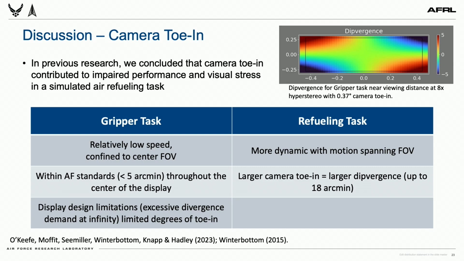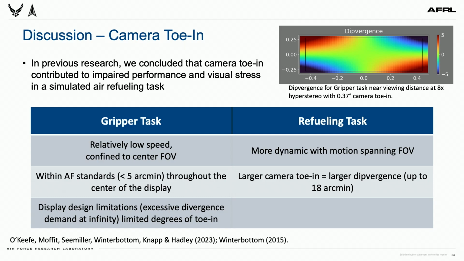And you can see, here I have the image space on the top right of the task we used in this study. The divergence here is only bad in the corners, and it's staying right around 5 arc minutes, which is the US Air Force standard. Our task was relatively low speed, so the receptacle itself didn't move, just that gripper. And it was mostly in the center of our field of view. So we were staying within that center where the divergence is not as bad.